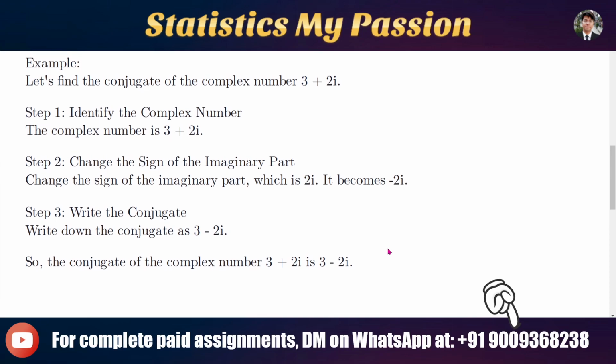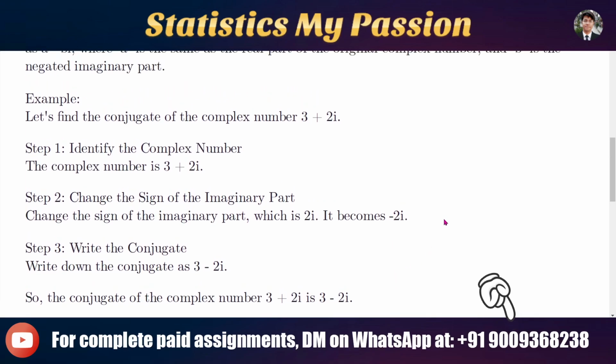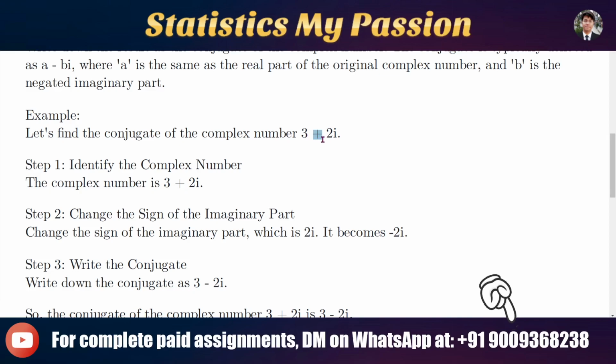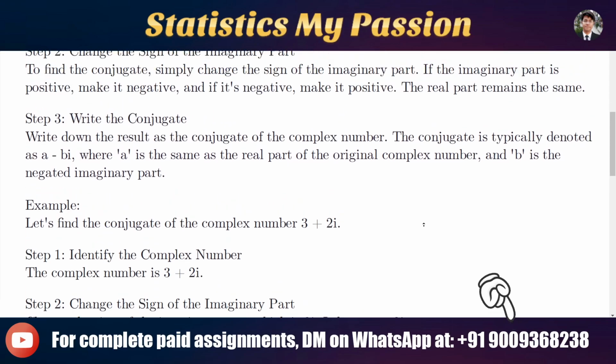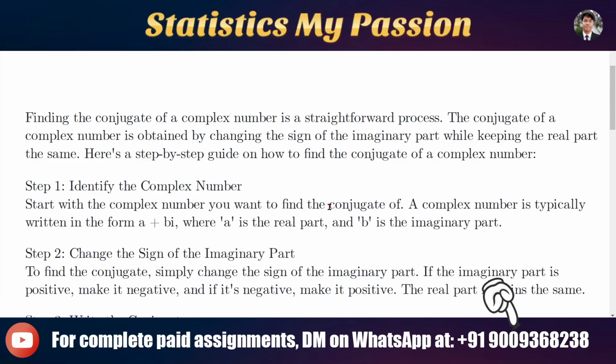We can say iota or simply i in the complex number form. This doesn't matter. If there is a negative sign here, we will change the sign to positive. So if there is a negative sign, the final answer is 3 plus 2 iota. I hope you can understand this concept, how to find the conjugate of a complex number.